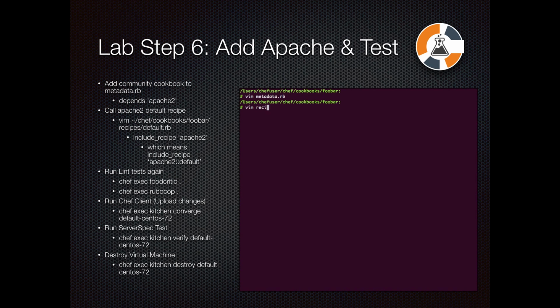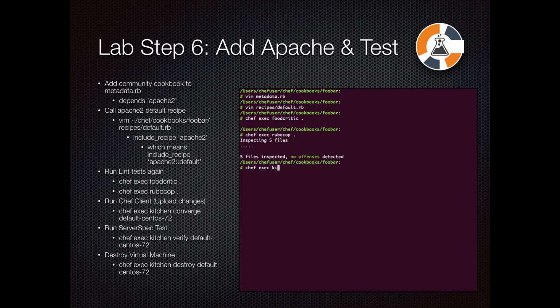And now we're going to call the recipe from within the default recipe. So recipes, default.rb, add include_recipe, space, single quote, apache2. And you may notice that there's no recipe name at the end of it. It's just apache2. By default, it assumes apache2::default. Then run Foodcritic. Looks good. Run RuboCop. Looks good.